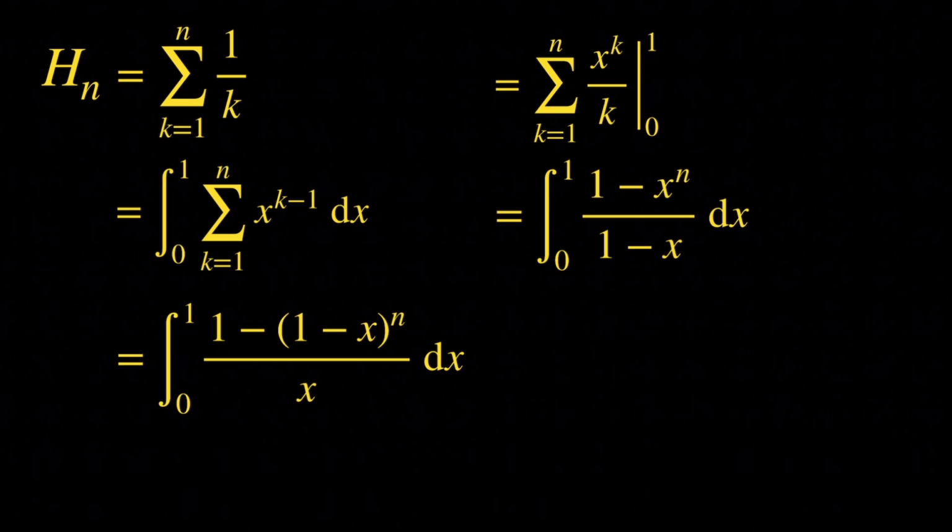Okay, now we're going to perform a change of variable. We're going to set that x is equal to t over n.